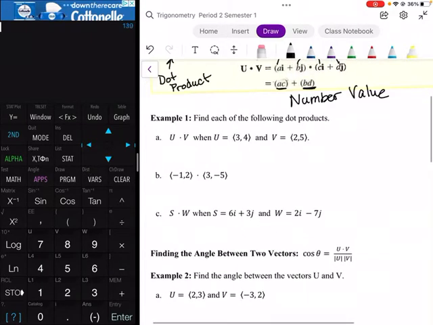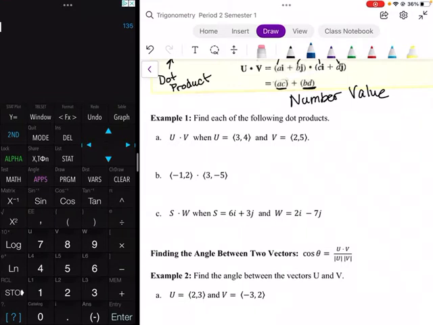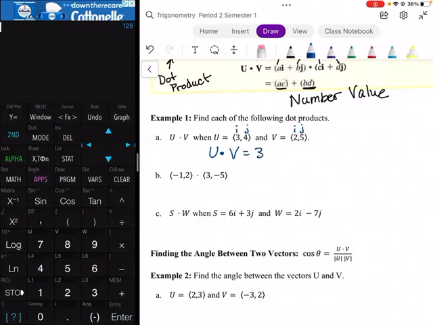So for example 1, we have u dot v when u equals <3, 4>. And remember, this represents the i and the j coefficients. So to find our dot product of u and v, that's going to be 3 times 2 plus 4 times 5, which would be 6 plus 20 equals 26. So our final answer is just a number value of 26.